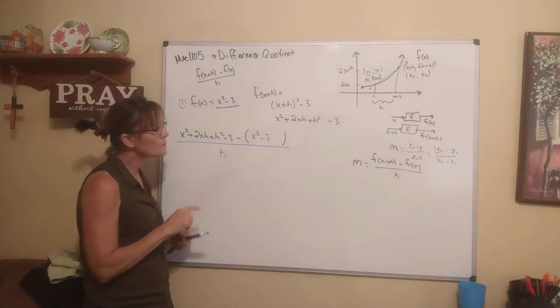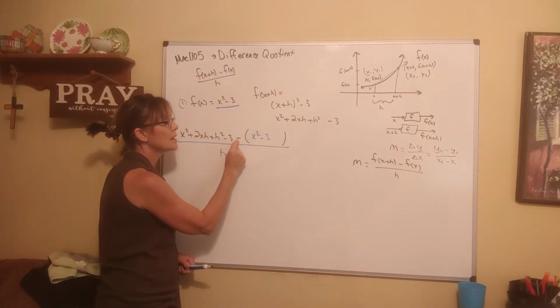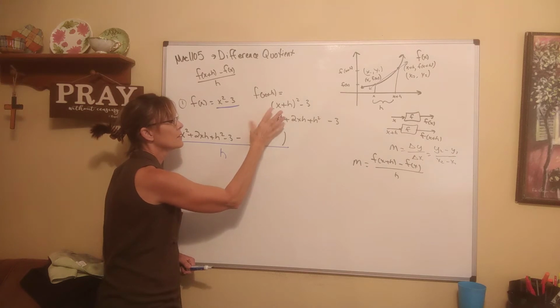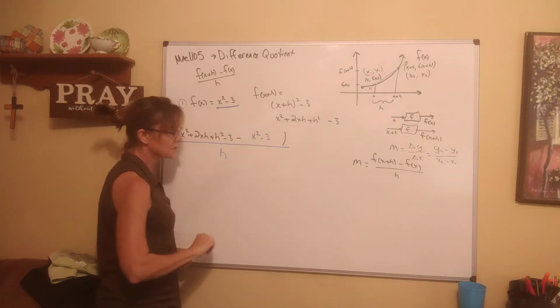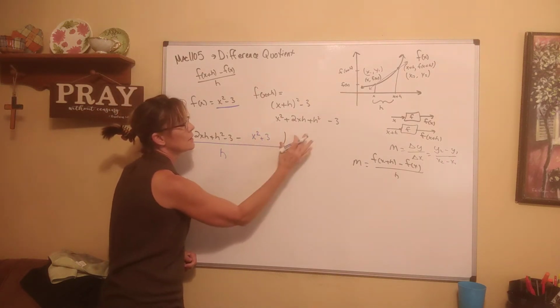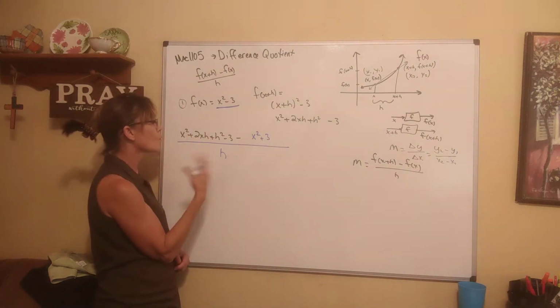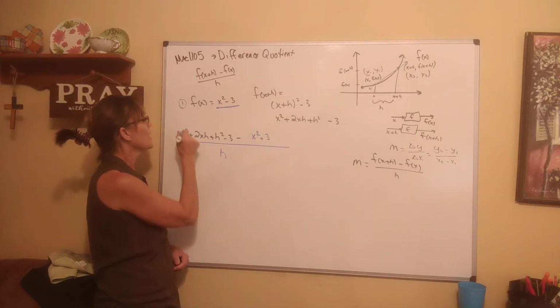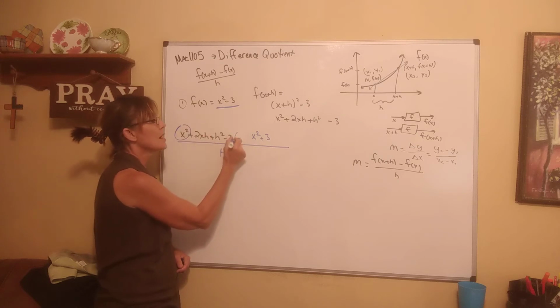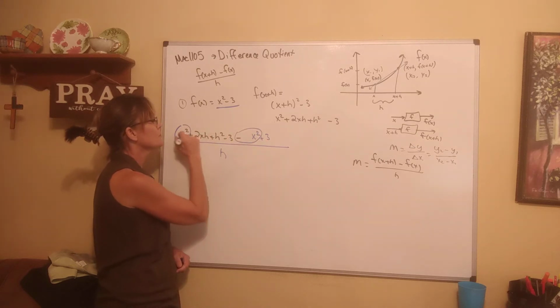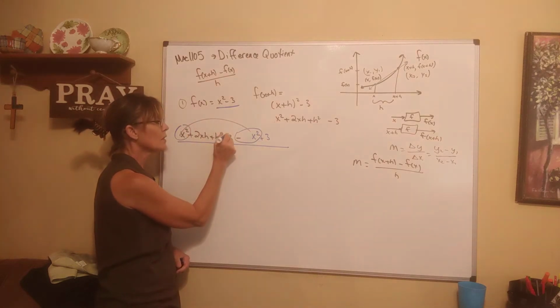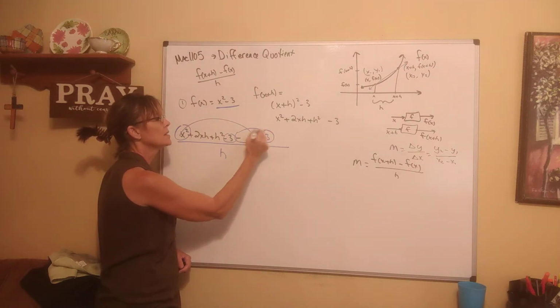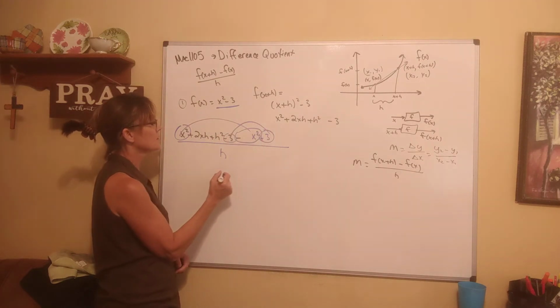It's very simple. Distribute this negative 1. Negative times 1 is negative. Negative times negative is positive. Okay, now in the numerator, what do we have that's like terms? We have x squared minus x squared. That's going to add up to a big 0. We have a negative 3 plus a 3. That's going to add up to a big 0. What is left?